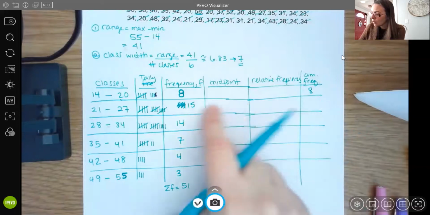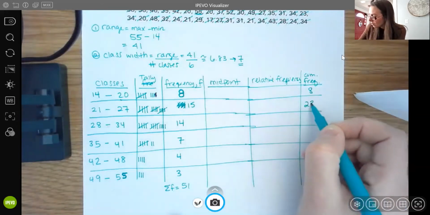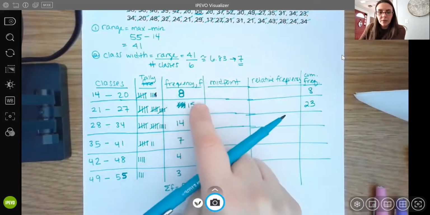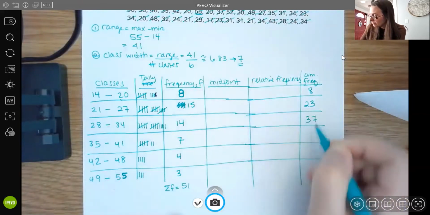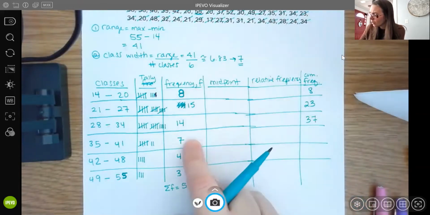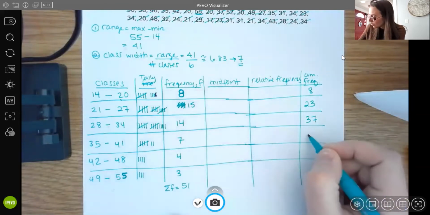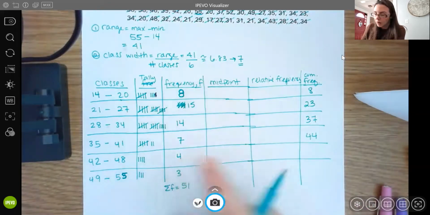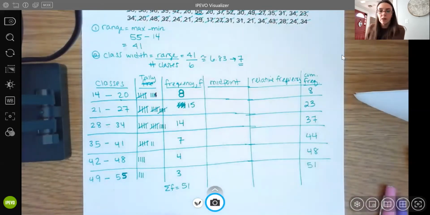And then for the second row, you have 8 plus 15. So you're looking at 23. And then for the third row, you have 8 plus 15 plus 14. So now you're at 37. And then for the fourth row, you have 8, 15, 14 plus 7. So you're at 44. Then you add in a 4, which brings you up to 48. And then you go ahead and add 3, which brings you to 51.